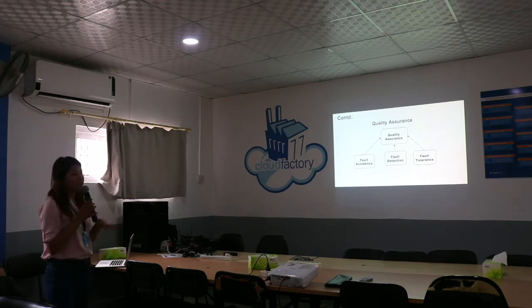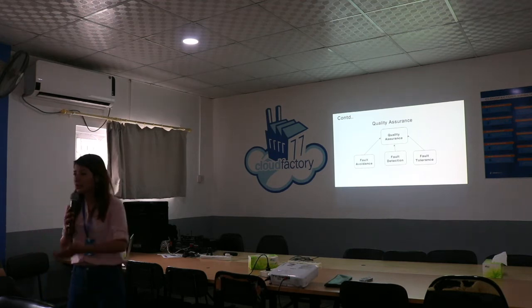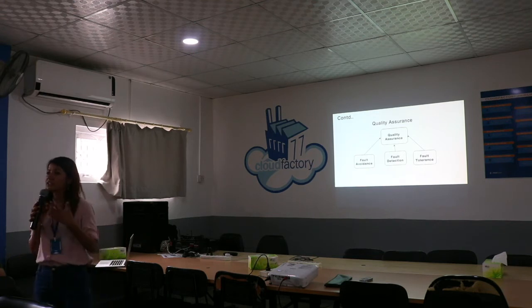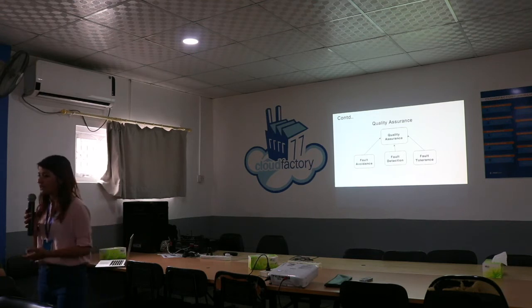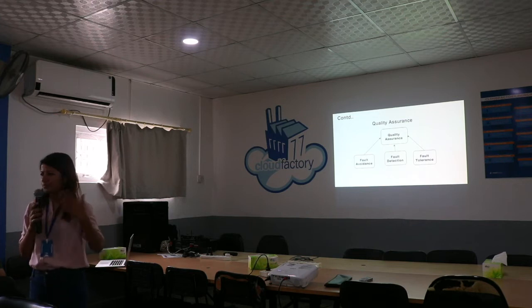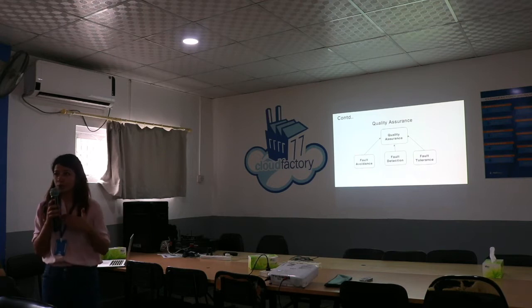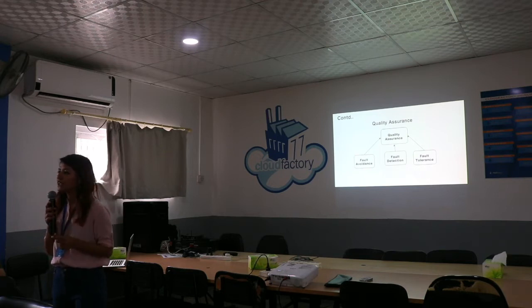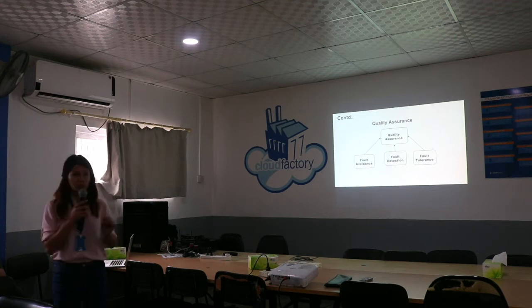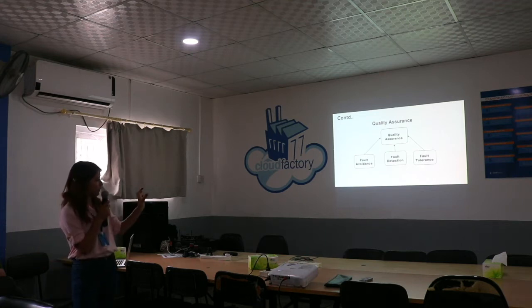Fault avoidance is the part where, if we are able to involve QA at the start of our development cycle, in the analyzing part, then we will be able to find out small bugs that could come up when we start the development. So this part will be covered by fault avoidance.